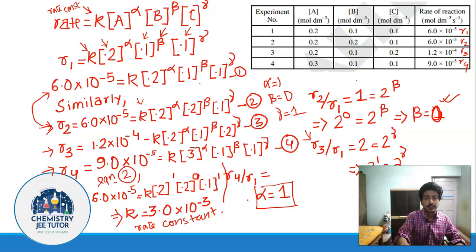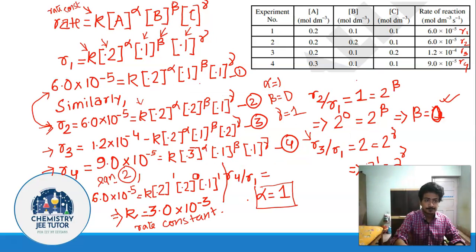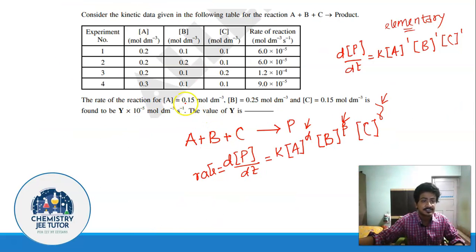So now what you are going to do? You see, it has been asked that the rate of the reaction for A equals to this concentration, B equals to this concentration and C equals to this concentration is found to be this. That means you have to determine the rate. That's how you are going to get the value of Y. So now we are going to determine the rate for these specific concentrations that are given.